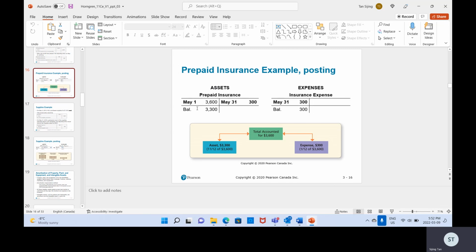That is how we post this prepaid insurance example into a T account. So for assets, we paid $3,600 on the debit side. Now we have used 1 month, so on the credit side, $300. Insurance expenses increase, so we debit $300 into the expenses account.